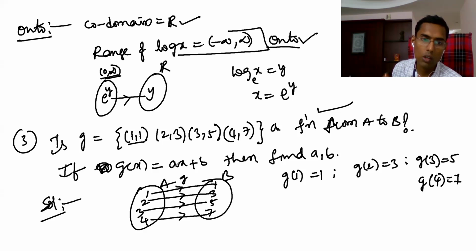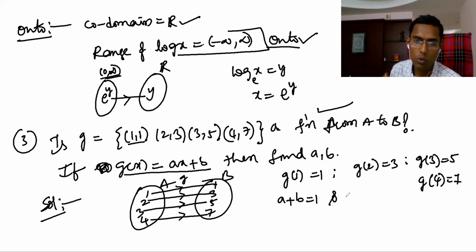g(1) means if you substitute in g(x) = ax plus b, g(1) is a plus b. So a plus b = 1. And g(2) is 2a plus b = 3. Understand? g(1) means in the place of x you have to put 1, so g(1) is a into 1 plus b, which is a plus b. g(2), in the place of x you put 2, so that is 2a plus b. This is given as 3.